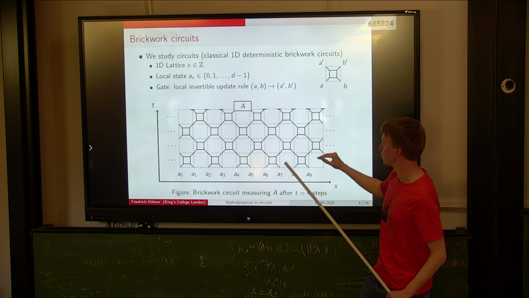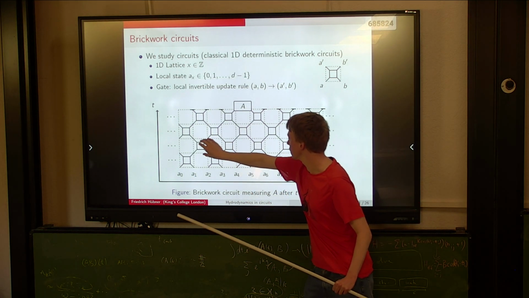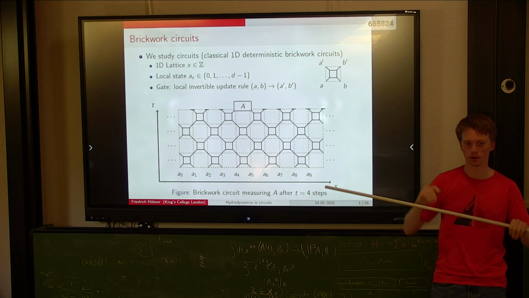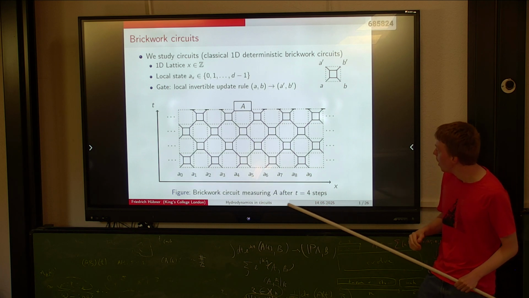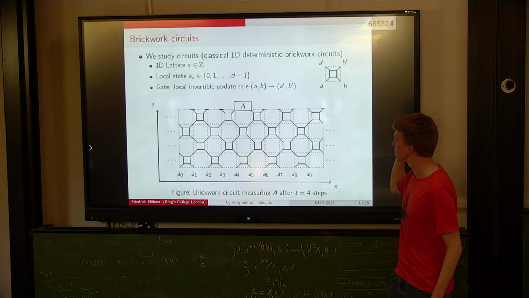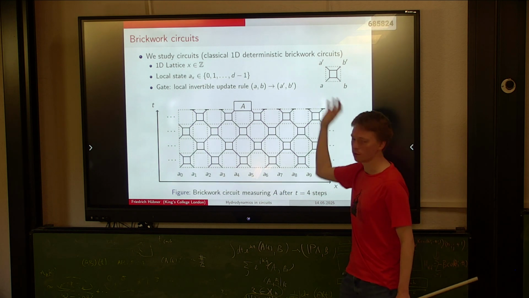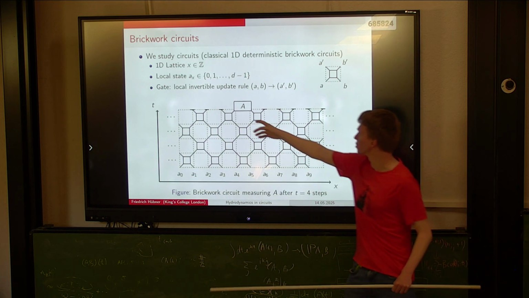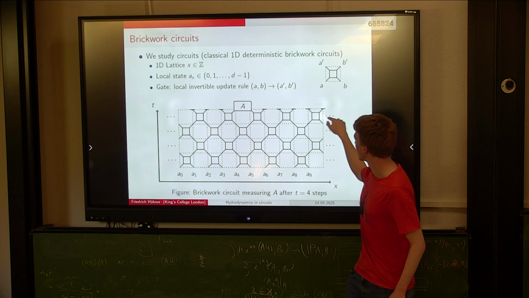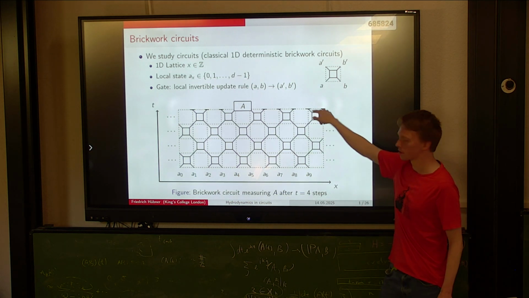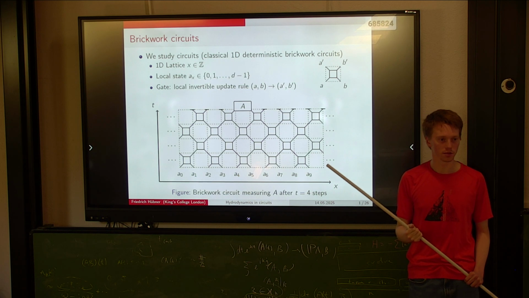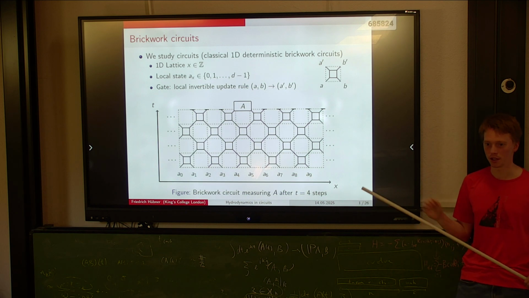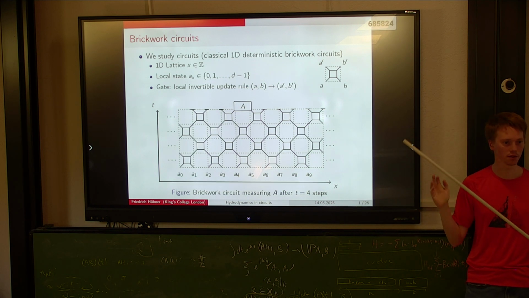And then in the next time step, I'm going to do the same thing but shift everything by one site. This way I get some non-trivial evolution coupling all the sites eventually. And then I just do this a couple of times, and eventually I measure some observable. In this case I measure some two-site observable A here, and you just write it like this. And then on all the other sites you put this flat state here, which is just one all the time, so it discards all the information on that site. Is that clear? It's a very simple dynamical system.